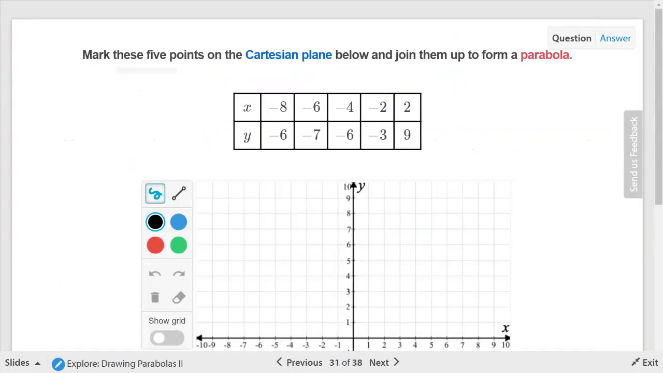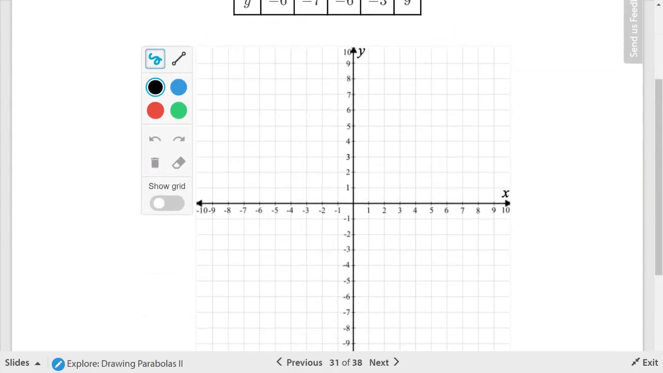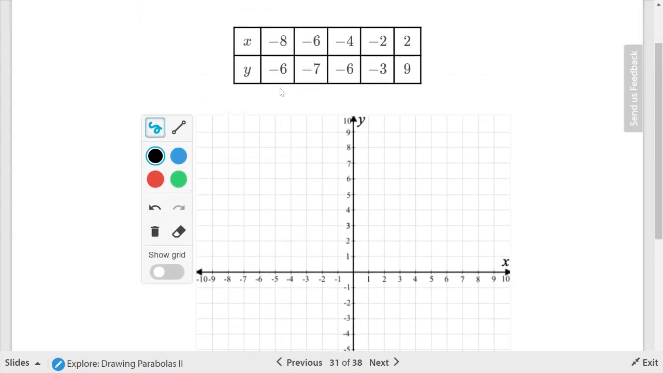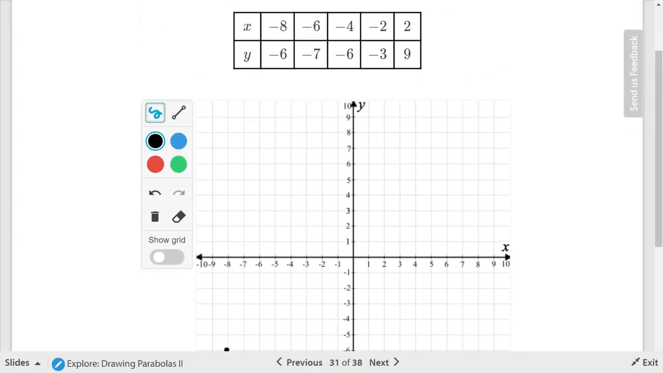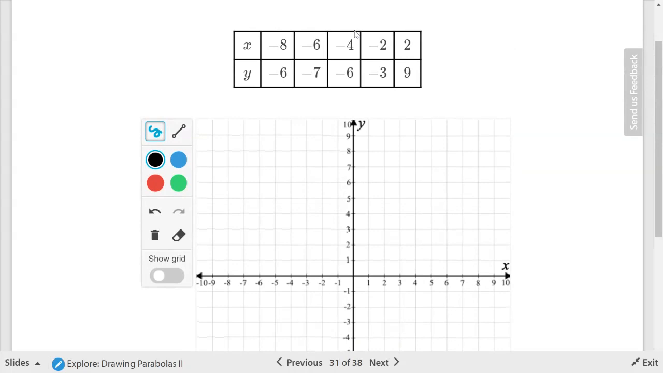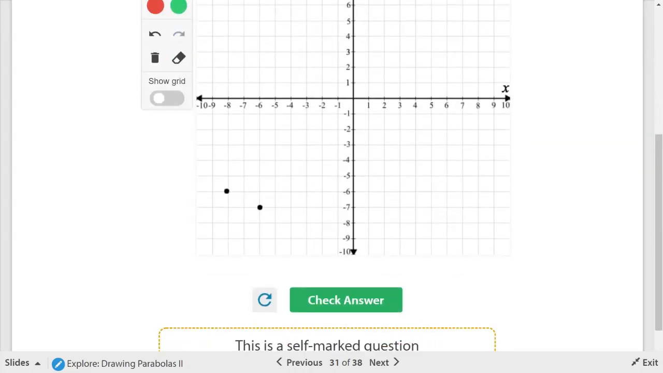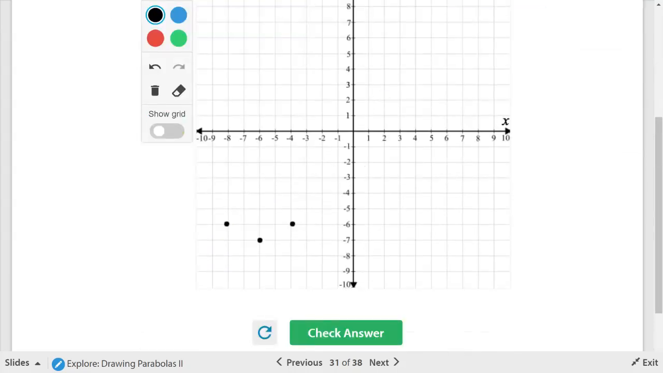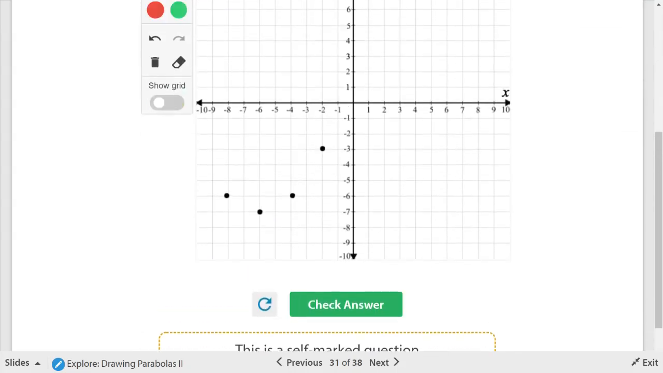Let's plot the next one. You've got -8 and -6. So -8 is over here, -6 is all the way down here. Make a dot. So we're done with that one, right? -6 and -7 is over here. And then you've got -4 and -6, which is over there. And then -2 and -3, which is over there.